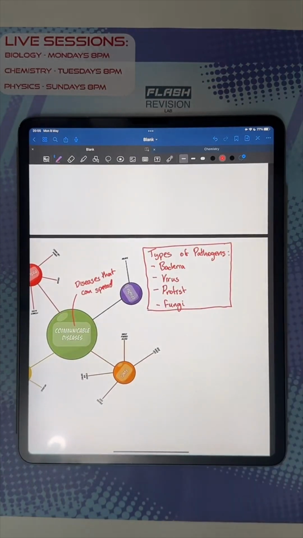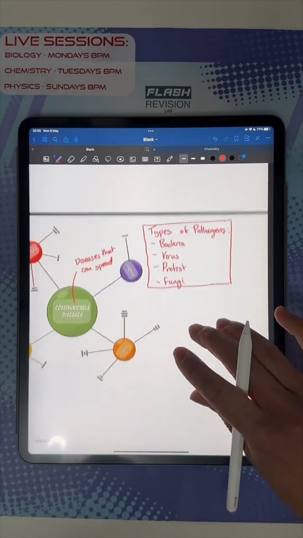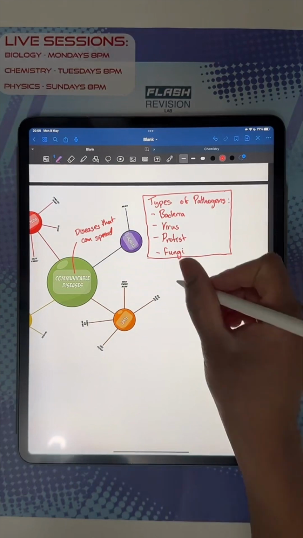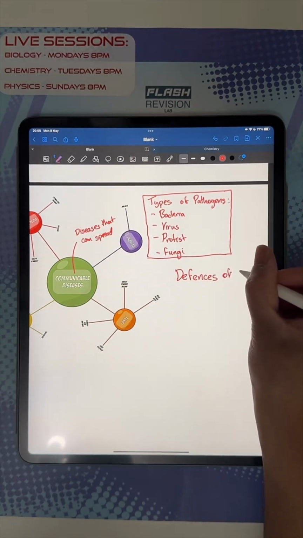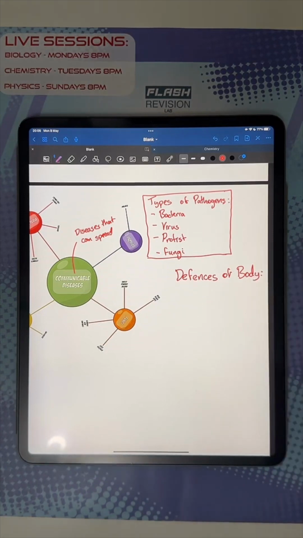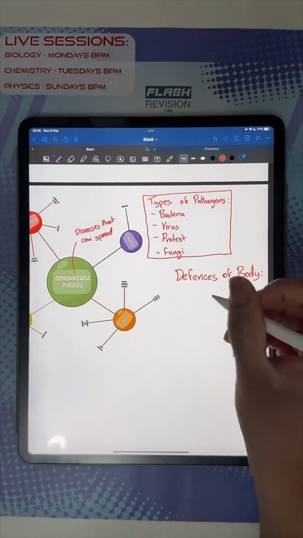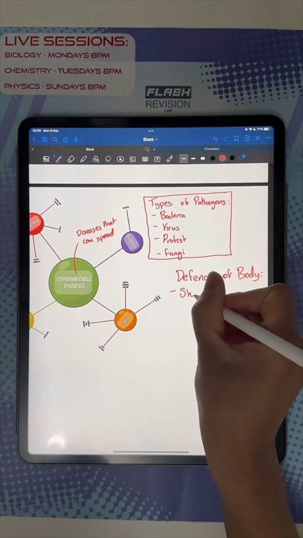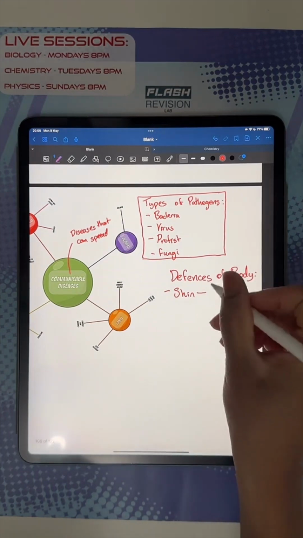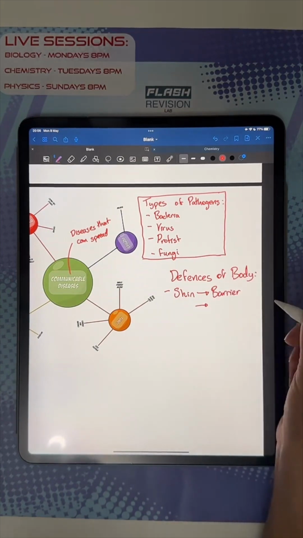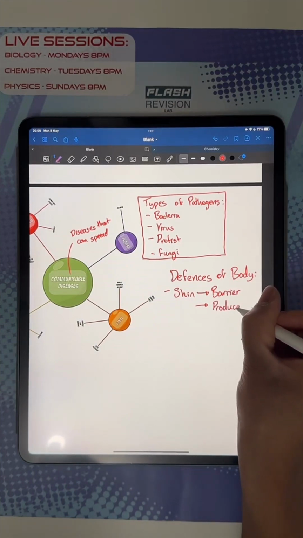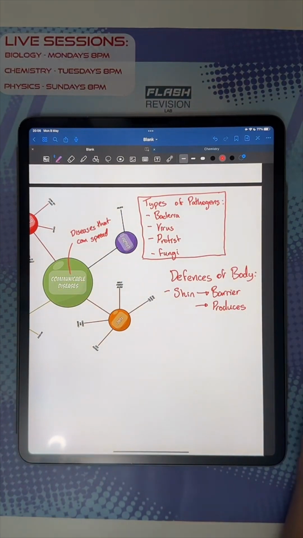So let's talk about how our body defends against diseases first, before we look at the questions. Let's talk about the external defenses that our body has. So before our immune system kicks in, what do you guys think? What's the outermost defense that we have? Skin. Yeah, thank you. Someone said skin. So skin is the outermost one that we have. So skin basically acts as a barrier. Not only does it do that, it also produces antimicrobial substances. Antimicrobial substances are just ones that kill certain microorganisms like pathogens.